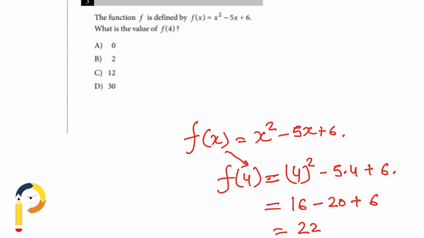This will be 16 minus 20 plus 6. This is 22 minus 20. That will be 2. Do we have the 2 as an answer? Yes, you have, and that's your answer. So you get f of 4 is equal to 2, right?